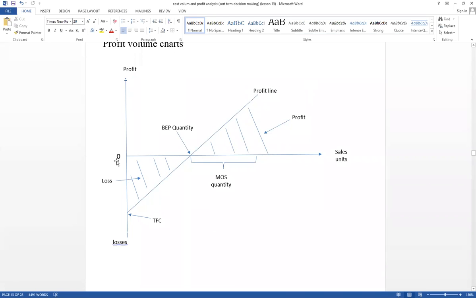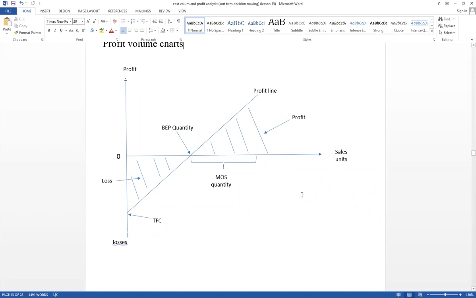When quantity 0, total loss equal total fixed cost. Then when quantity increase, loss decrease. Here there is no profit and loss. That is a break-even point. Beyond the BP, there is a profit. Below BP, loss. Then think about margin of safety quantity. Here profit, this side loss, and this side sales quantity. This is a graphical presentation relevant for short-term decision making.